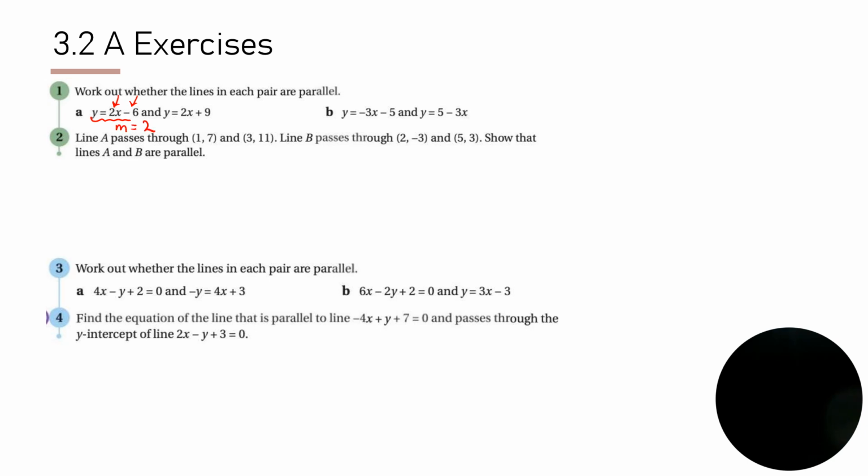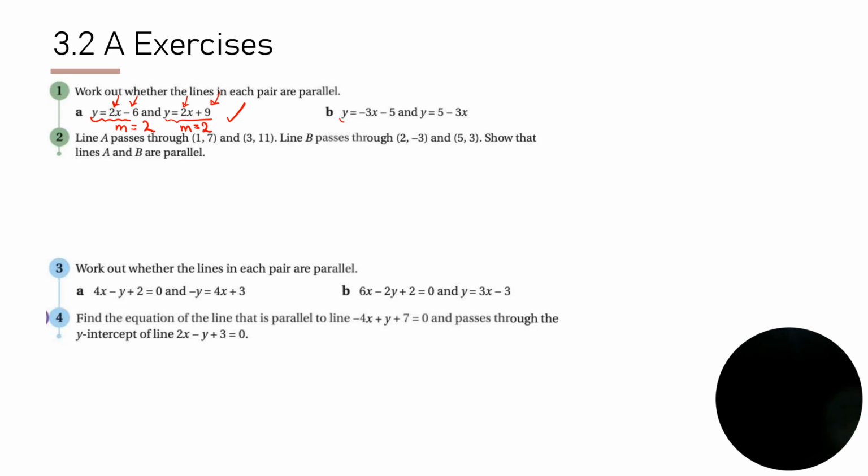If the lines want to be parallel, okay, the slopes must be equal. The second line, y equals 2x plus 9. This one also is given in the slope-intercept form. 2 is the slope and 9 is the y-intercept. Therefore, the slope of this one also is 2. Okay, the slopes are equal, so the lines are parallel.